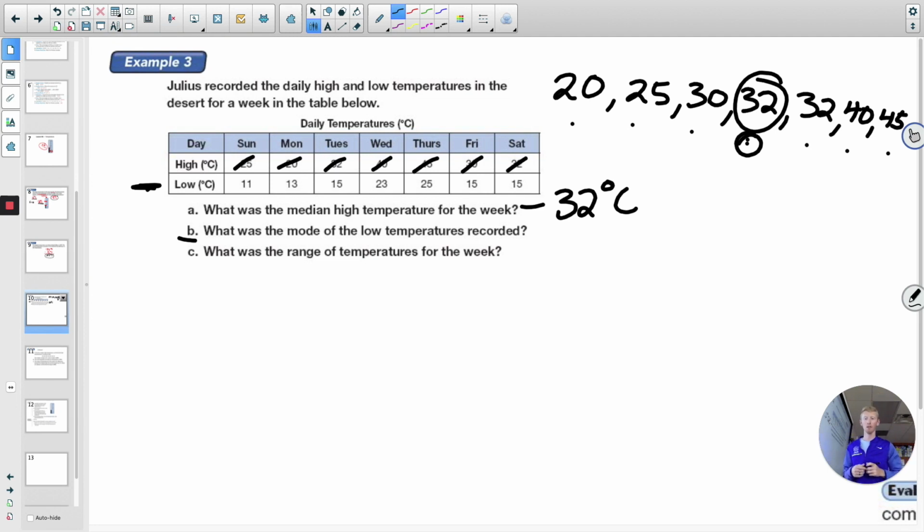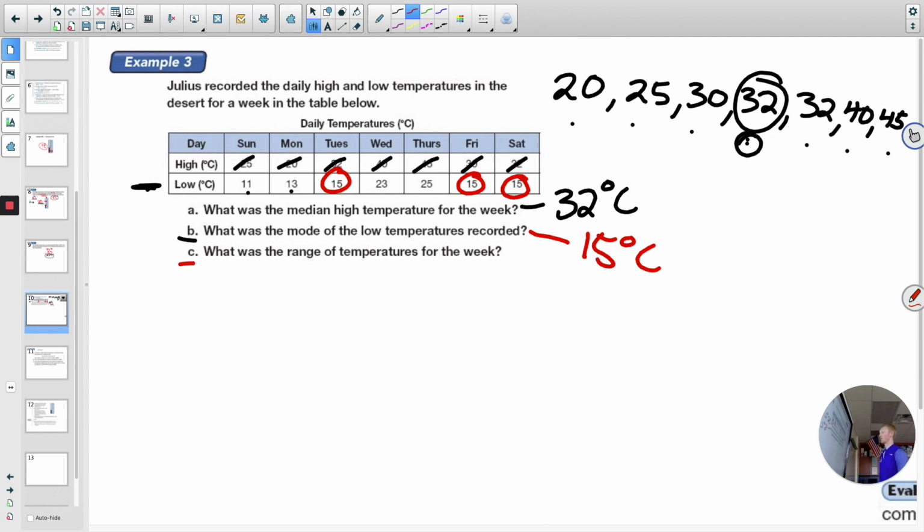That's the mode. So that's easy. I don't even need to list them out like this. I can just check. Let's see, I only have 11 once, I have 13 once. But if I look here, I can see I have 15, 15, 15. So that means the mode would be 15 degrees Celsius.